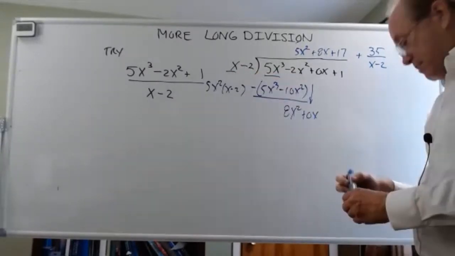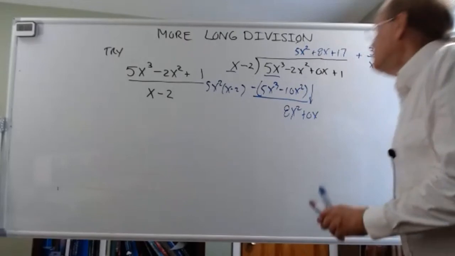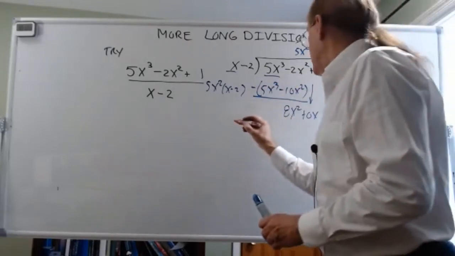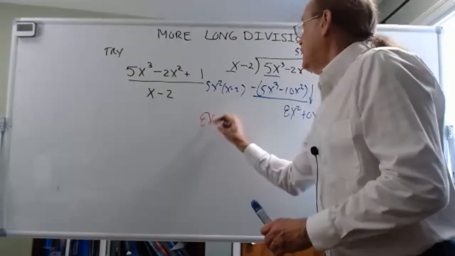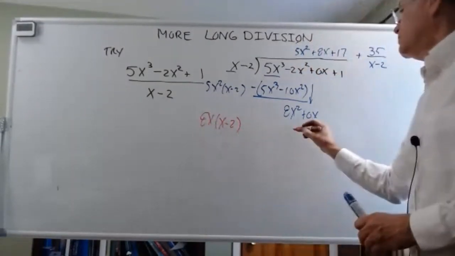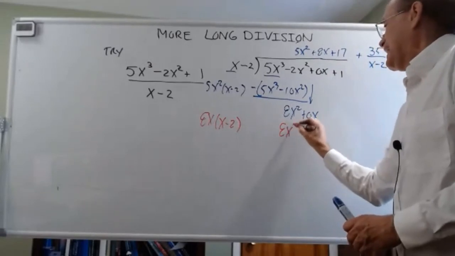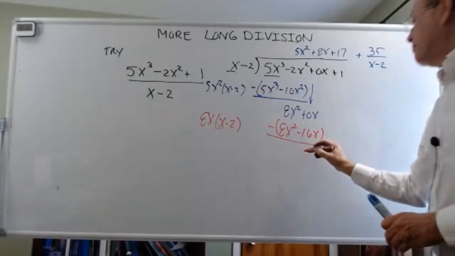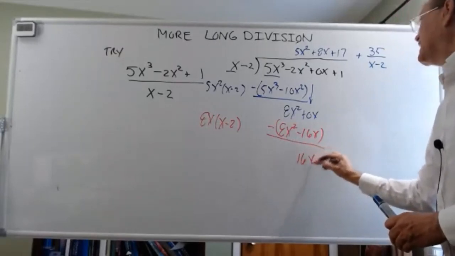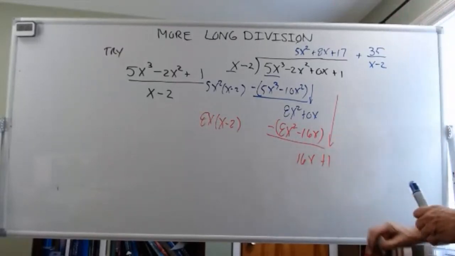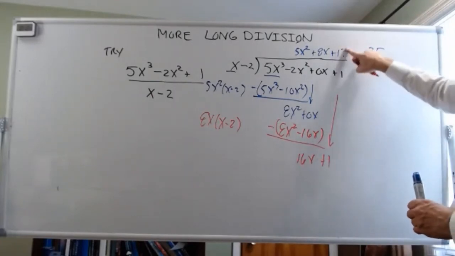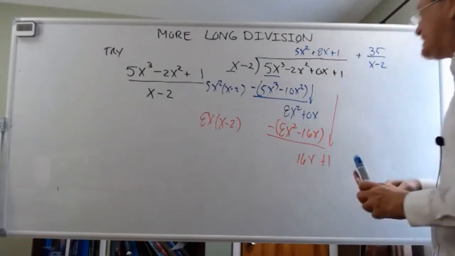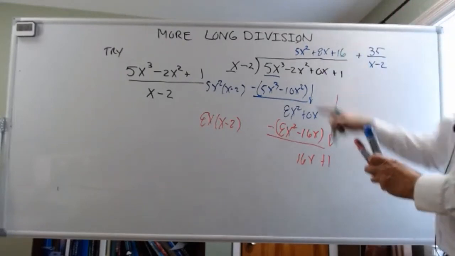What do I multiply x by to give me 8x squared? Well, it's an 8x. So that's what I'll put over here. And I do that multiplication, 8x times x minus 2. So it's 8x squared minus 16x, but I subtract. So that becomes a positive 16x, and then I bring down the plus 1. That's where I made my mistake. So over here, my next thing, that should be 16. I was adding the 1 in my head.